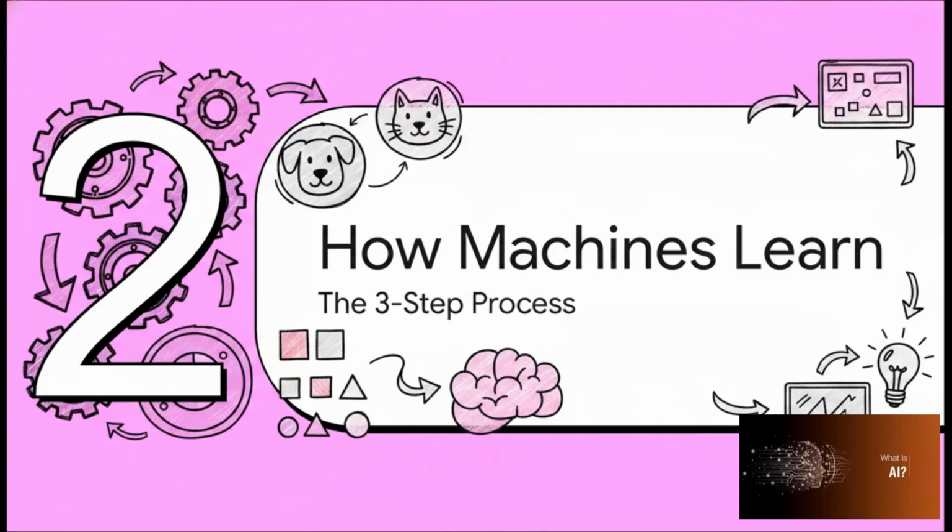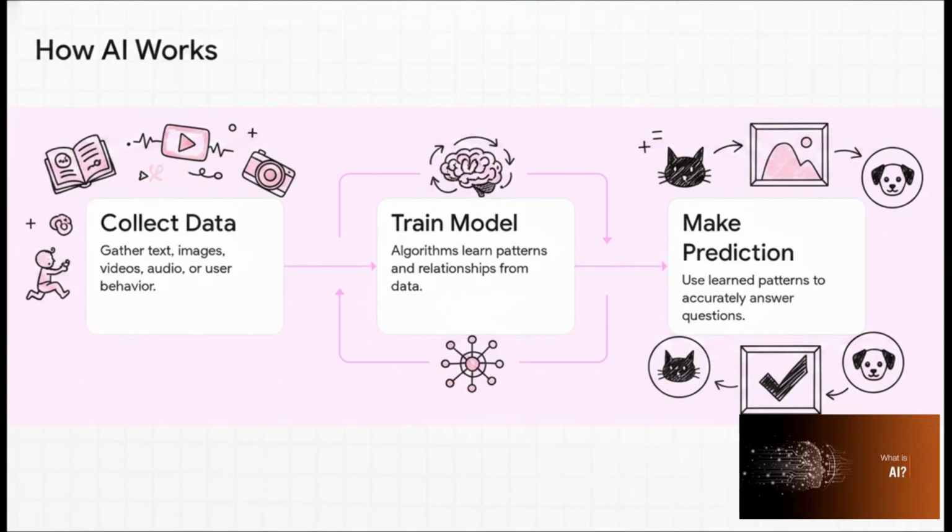Moving right along to section 2, how machines learn, the 3-step process. So if AI is all about machines learning from experience, how does that actually work under the hood? It's a lot like teaching a toddler what different animals are. Step 1 is collect data. You point to a dog and say, "Dog." For a computer, this means taking in massive data sets. We're talking mountains of text, images, audio, or user behavior.